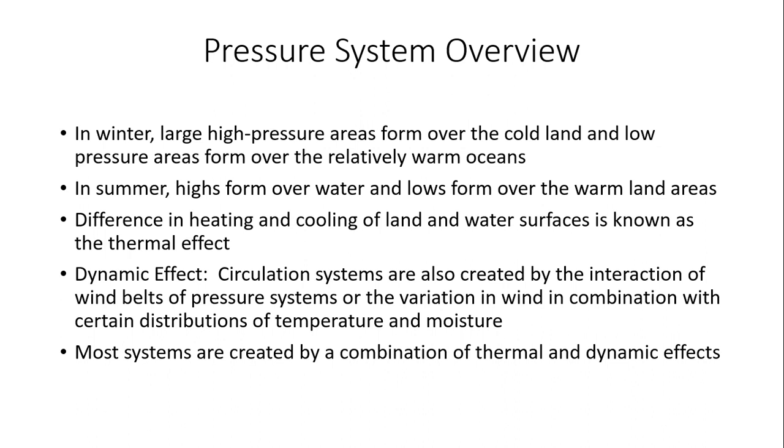That difference in heating and cooling of both land and water surfaces is known as the thermal effect. And it plays a large role in determining where highs and low pressure systems are going to be throughout the year. The dynamic effect relates to circulation systems that are created by the interaction of wind belts or pressure systems, or the variation in wind in combination with certain distributions of temperature and moisture. And most systems in general are created by a combination of the differences in heating and cooling of land and water, as well as the dynamic effects.